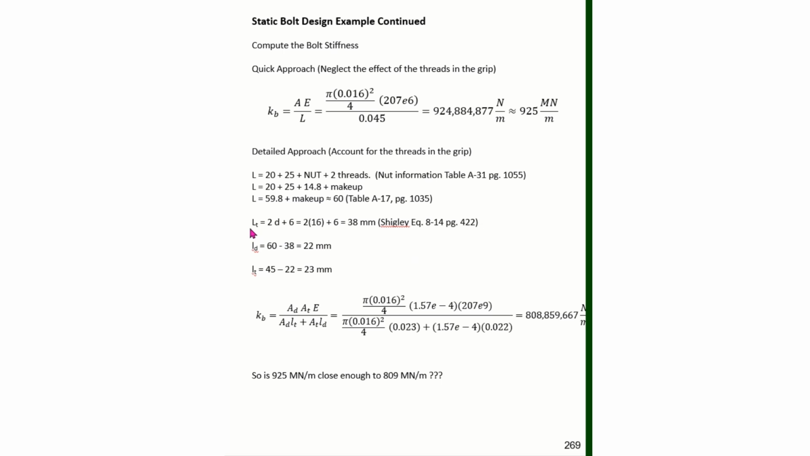So I can compute the threaded length of the bolt. Now I can get the little ld, the length of the unthreaded portion of the bolt that's in the grip, by taking the 60 minus the 38 to get 22. Then I can get the threaded portion of the bolt in the grip, which is 45 minus the 22 gives me 23. So I now have all the terms I need to compute K bolt.